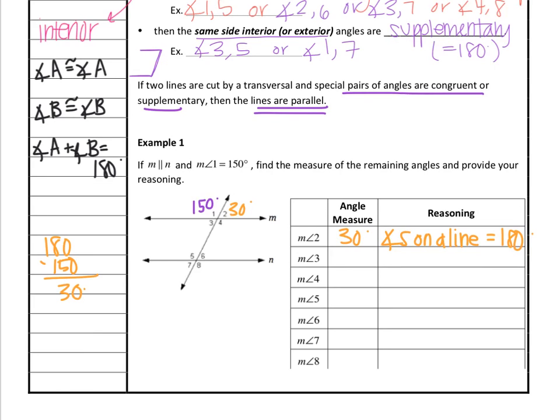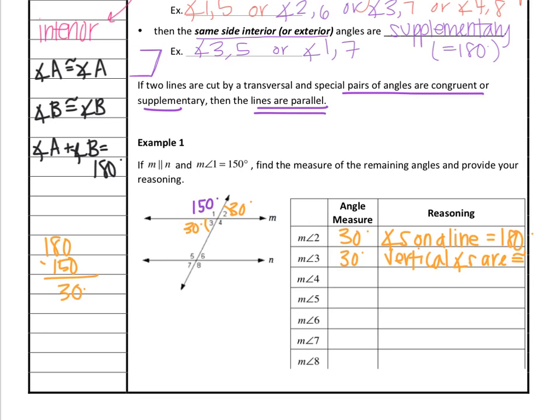Okay, then it says number 3. Number 3 is opposite of angle 2. You can see that little bow tie happening there with those vertical angles. So we've got angle 3 must also be 30 degrees. And I'm going to say vertical angles are congruent.